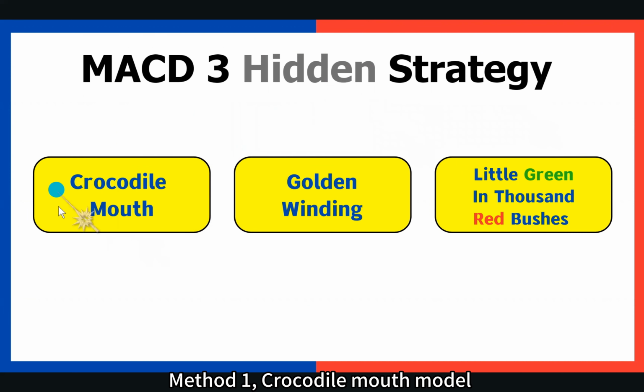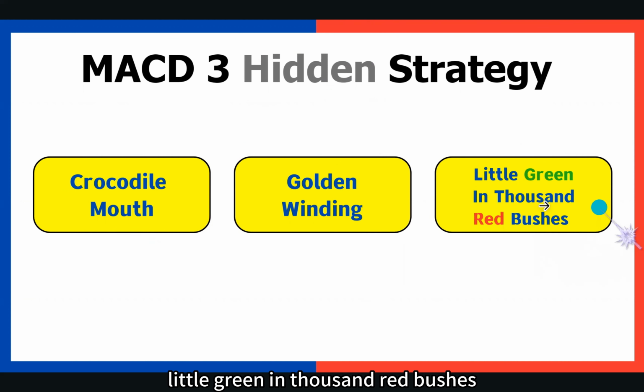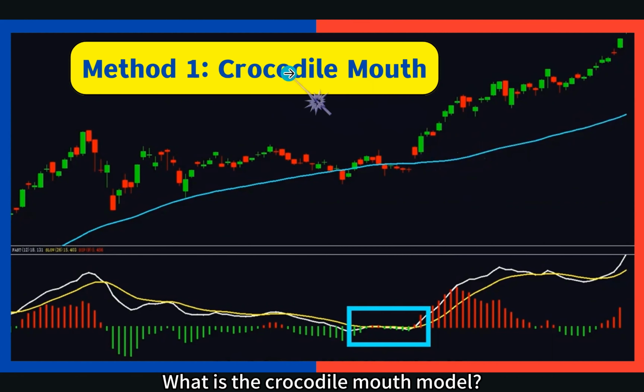Method 1, crocodile mouth model. Method 2, gold winding model. Method 3, little green in a thousand red bushes. Let us explain the first case in detail. Crocodile mouth model. What is the crocodile mouth model?